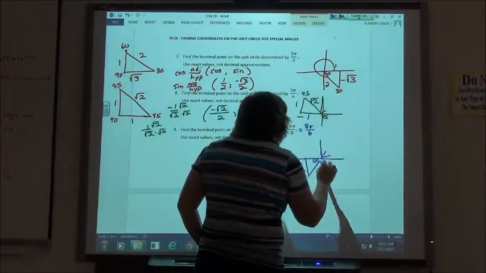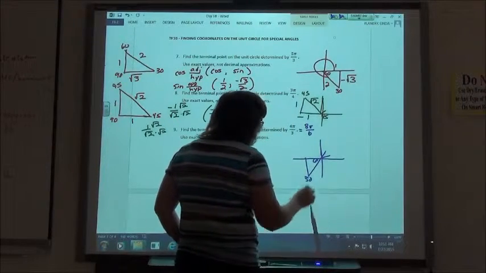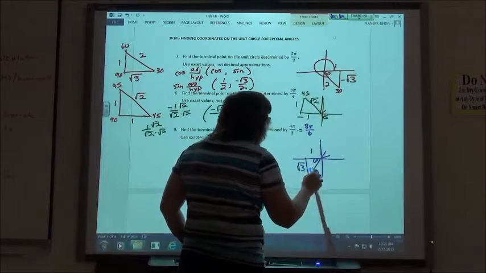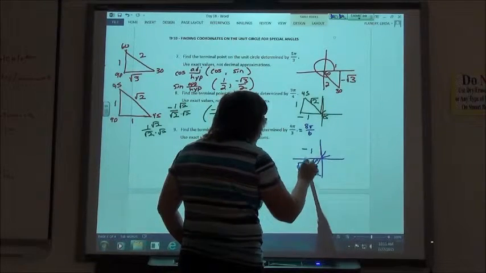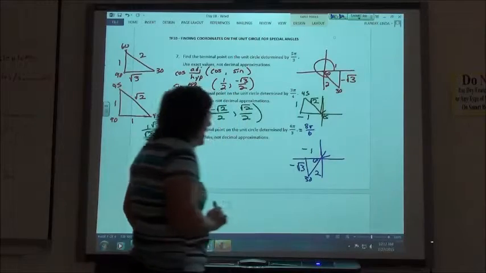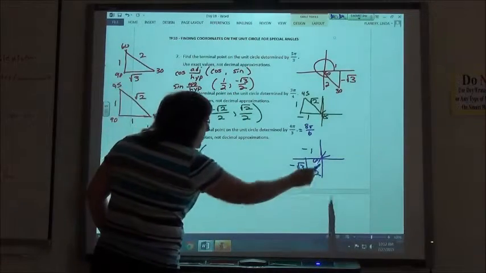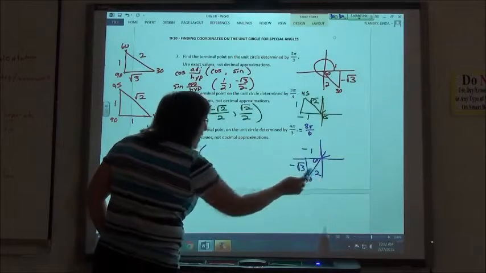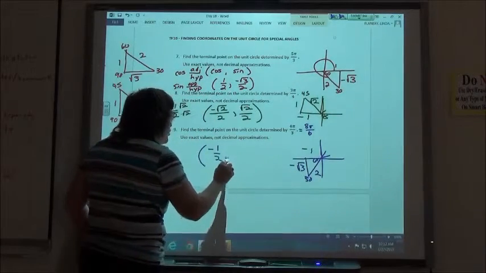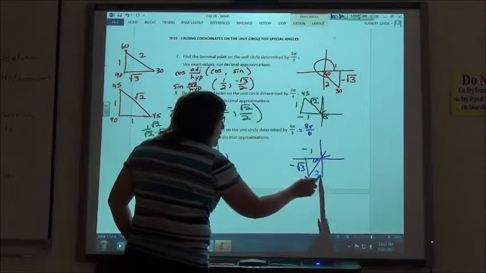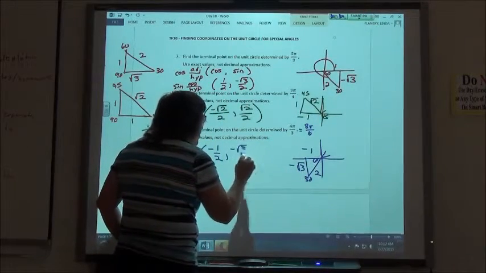With this being the 60-degree angle, so that one's 30. So I would have 1, 2, and the square root of 3, but this is going backwards, so it's negative. This is going down, so it's negative. And so my cosine would be the adjacent over the hypotenuse, negative 1 over 2. My sine would be the opposite over the hypotenuse, so negative square root of 3 over 2.